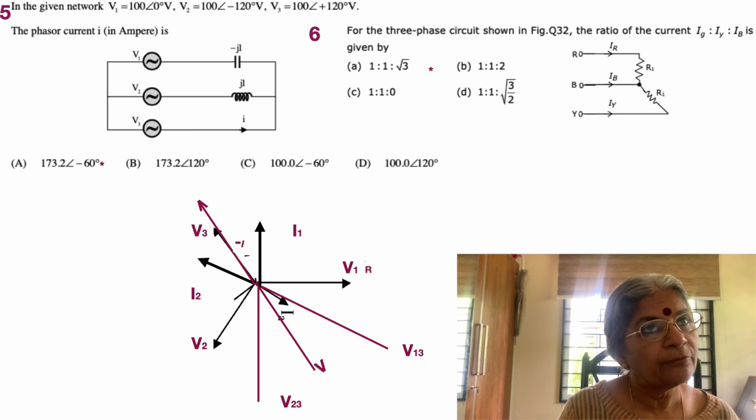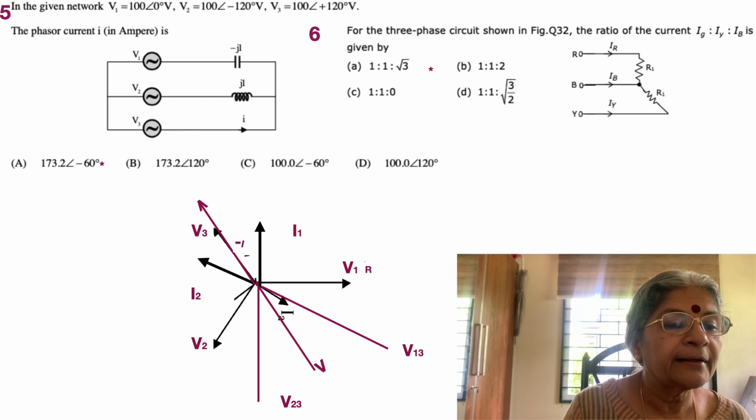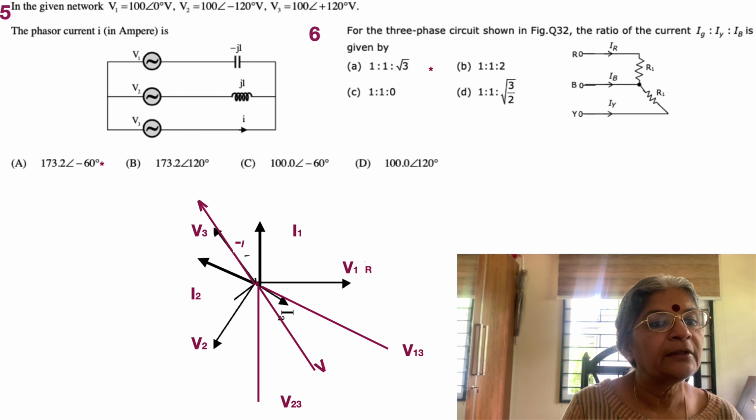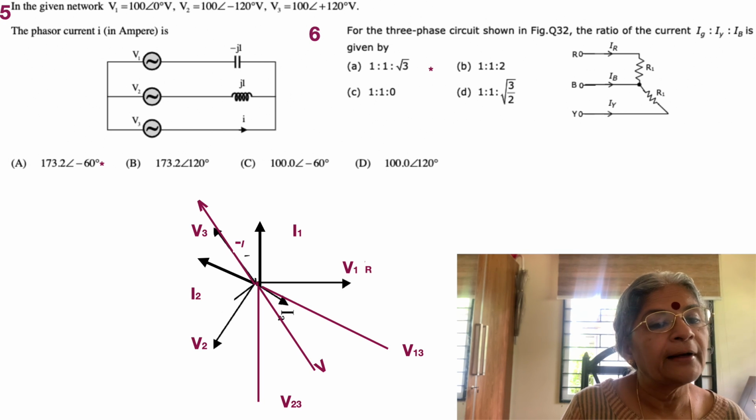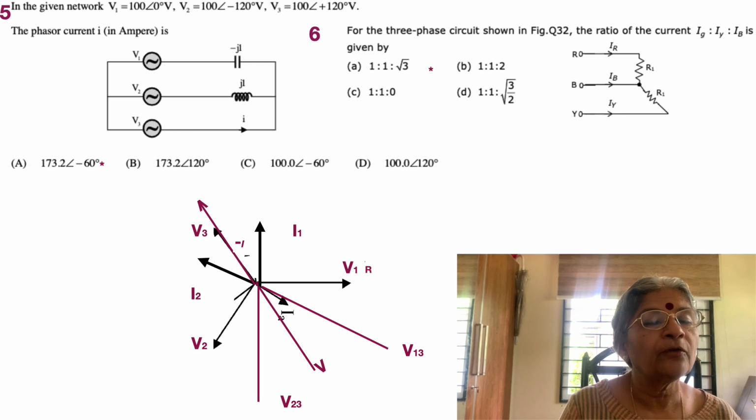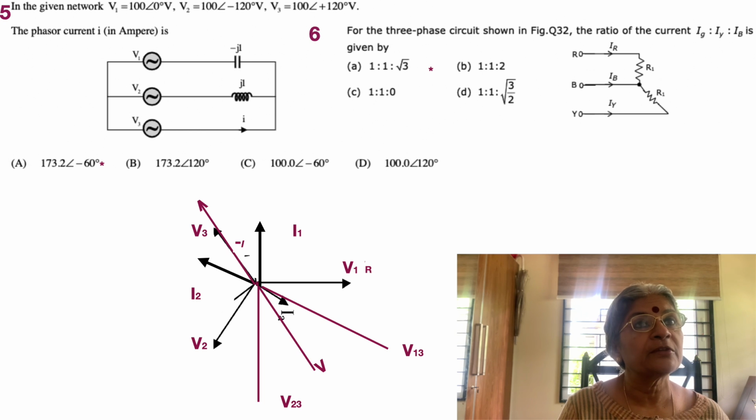Sometimes they are talked about in terms of A, B, C. So V1 is 100 angle 0, V2 is 100 angle minus 120, so the phase sequence is 1, 2, 3, and V3 is equal to 100 angle 120. All are equal, of course, as is obvious, because the supply voltage is always considered to be balanced.